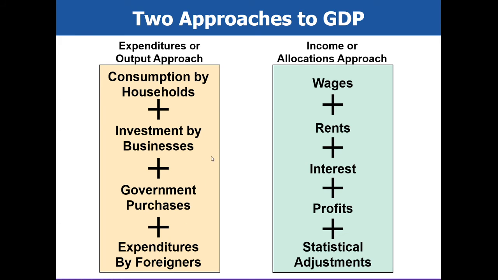Also, you could look at this as the upper half of a circular flow diagram, and this is the resource market. This one goes through the product market, this goes through the resource market, right? But both of them equal GDP. So let's look at the expenditure approach.